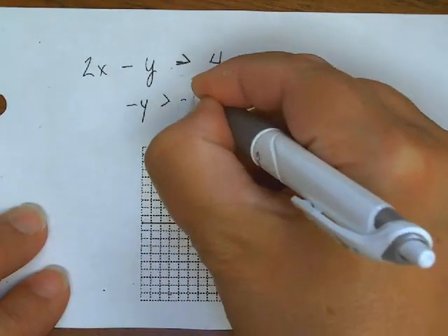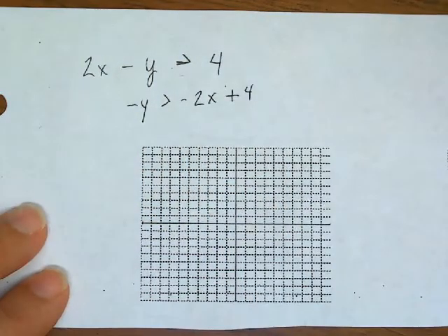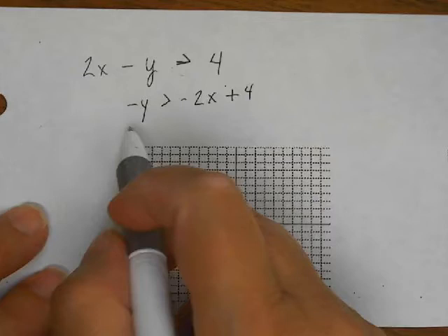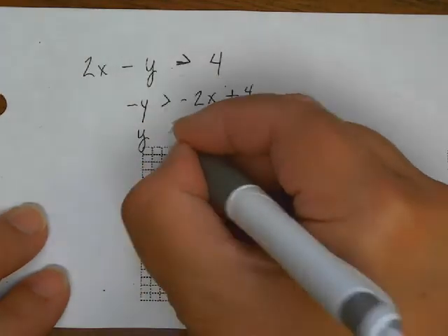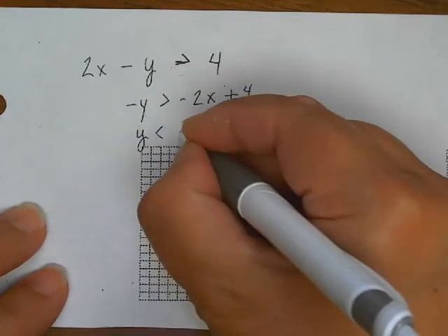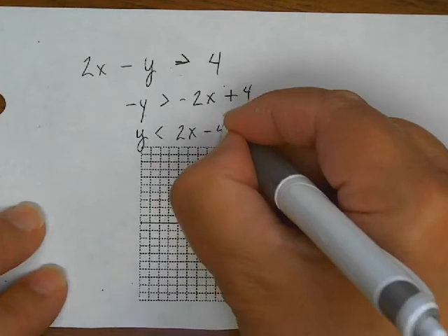So I'm going to subtract 2x from both sides. And the reason I did this is because I wanted to remind you, if I want to get y by itself, I have to divide by a negative. And when you have an inequality, you have to reverse the sign. So when I divide that by a negative, it becomes positive 2x and negative 4.